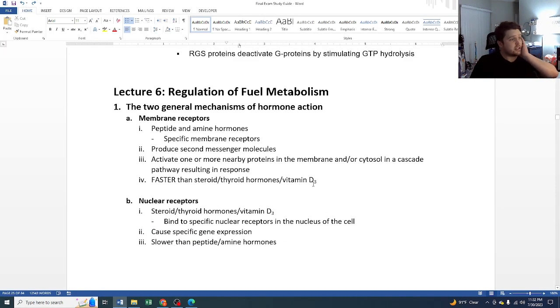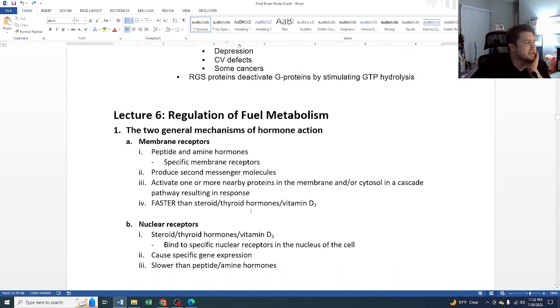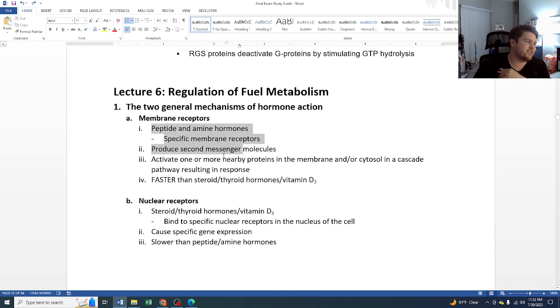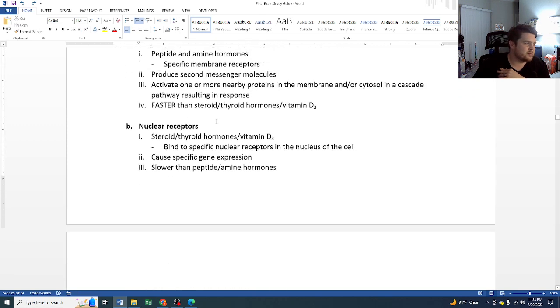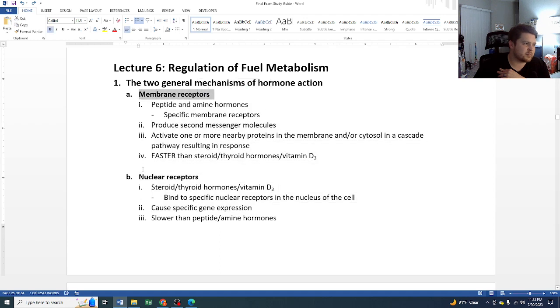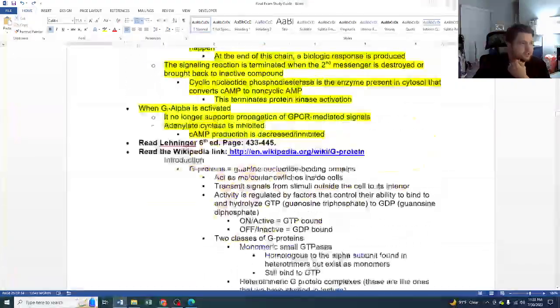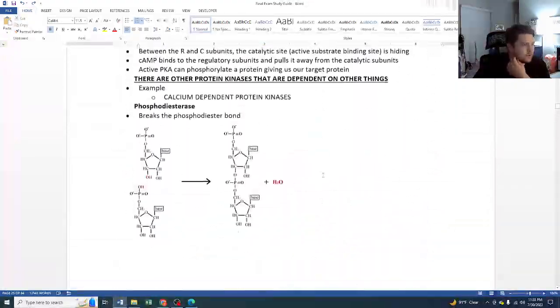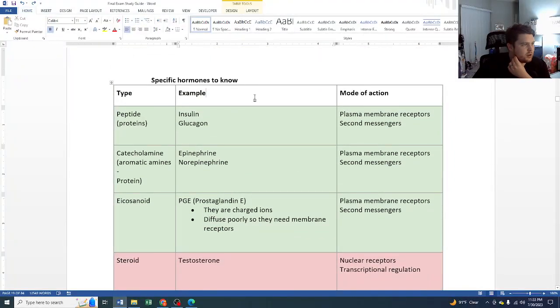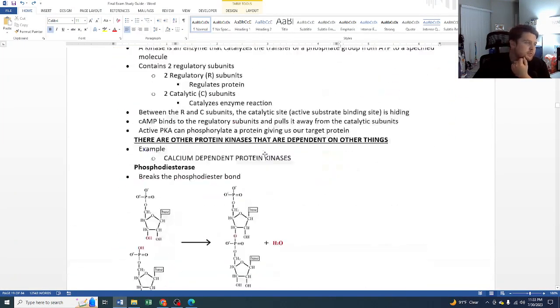Okay. Lecture 6, regulation of fuel metabolism. So the two general mechanisms of hormone action: we have membrane receptors and nuclear receptors. Hey, look, all this stuff is here again. We just talked about it. This is the exact same thing that we just said above. We have the membrane receptors, we have the nuclear receptors, those different types. Remember that chart up here. Remember your different types of hormones and stuff to remember.